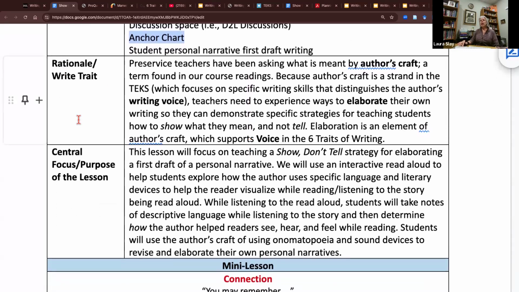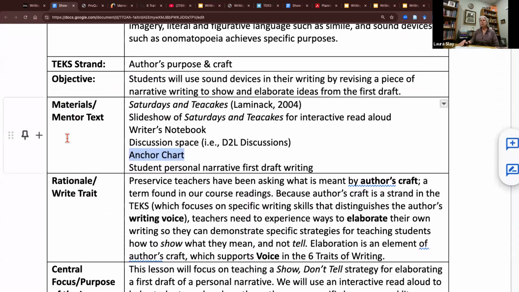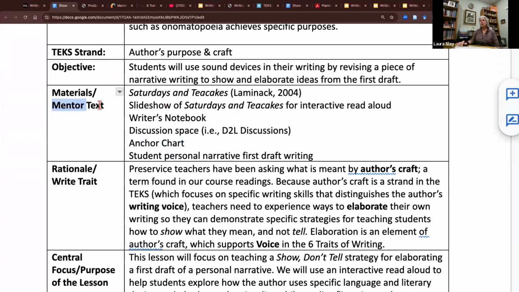So we have to have a rationale. So remember, those are materials and mentor text. Absolutely. You're going to have to go find a mentor text. And you can do a lot of internet search to find mentor text around a particular craft lesson or strategy or writing trait that you want. So this is not hard to find, but you have to do the work.